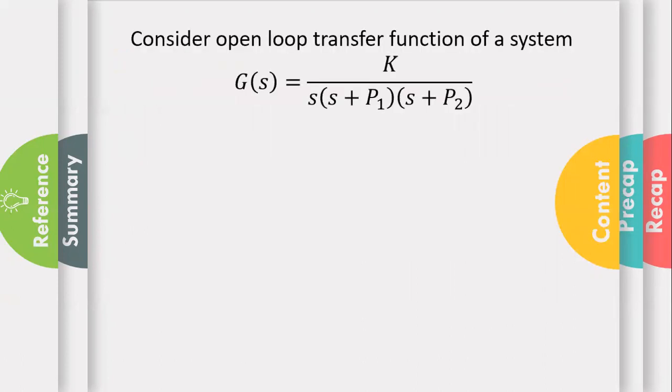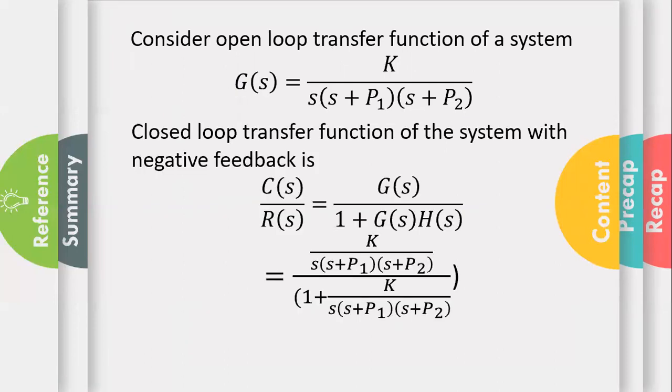To understand how to draw the root locus, or the basics of root locus, consider an open loop transfer function of a system like this: G of s is equal to k divided by s into s plus p1 into s plus p2, where p1 and p2 are the poles of the system. As I mentioned, this is the open loop transfer function. So the closed loop transfer function with a unity negative feedback will be C of s by R of s, equal to G of s divided by 1 plus G of s into H of s. G of s is this, and H of s, as I'm considering unity feedback, will be 1.